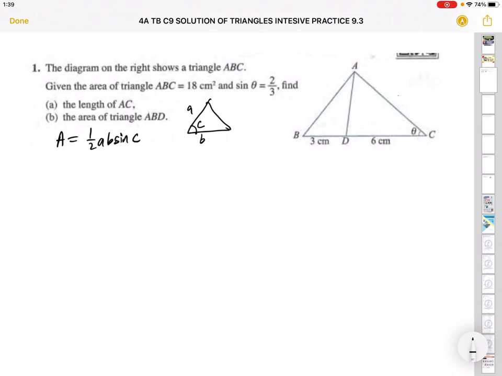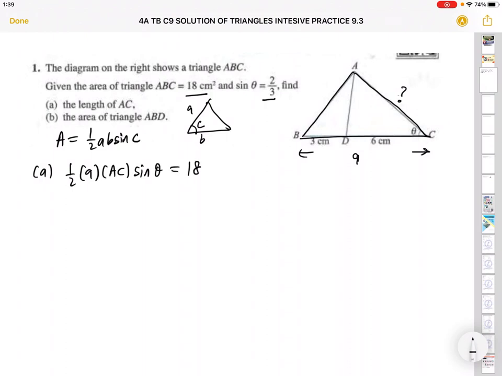Now in this case, maybe I label for you here. We are given area of ABC, the whole triangle, is 18. So this is already 9. This length I do not know, right? And you're given sine angle theta is 2/3. So we can use half ab. a will be, let's say, 9. b will be AC, sine of the angle in between, which is theta. This area is now 18.